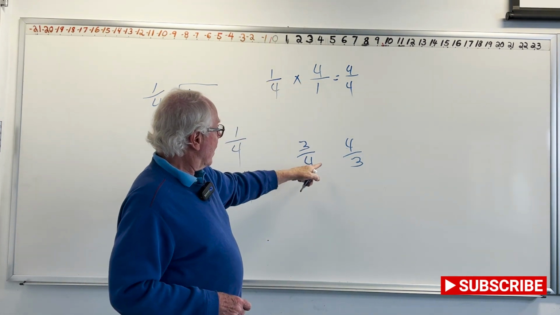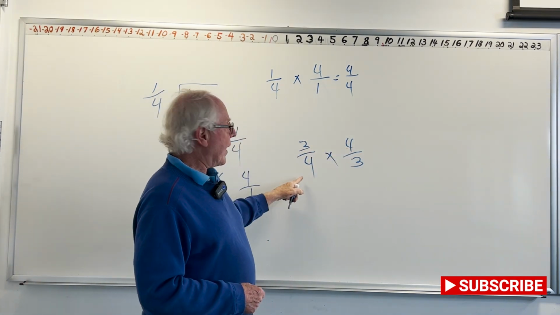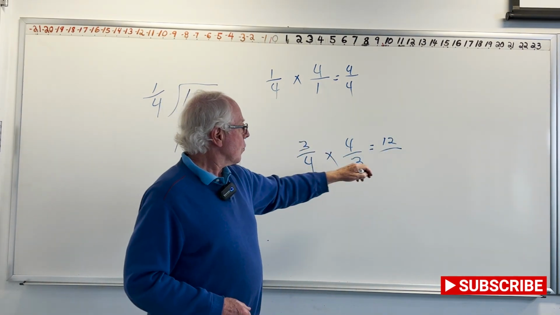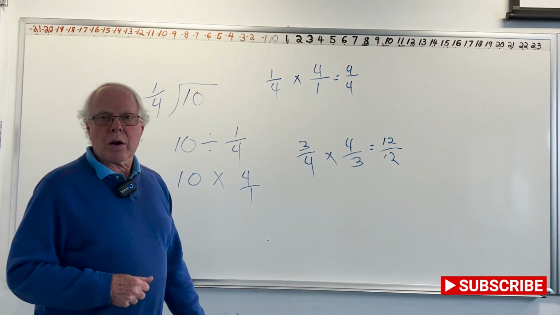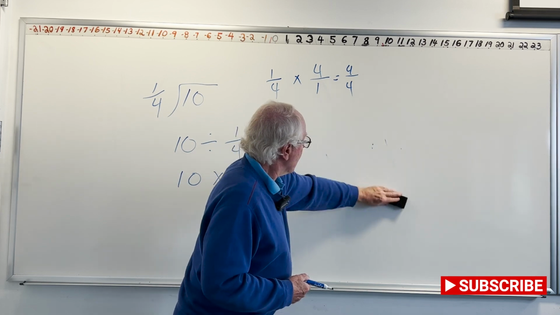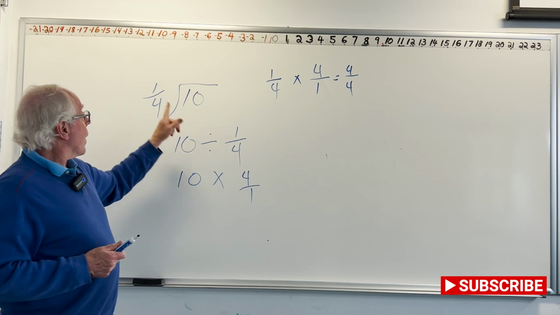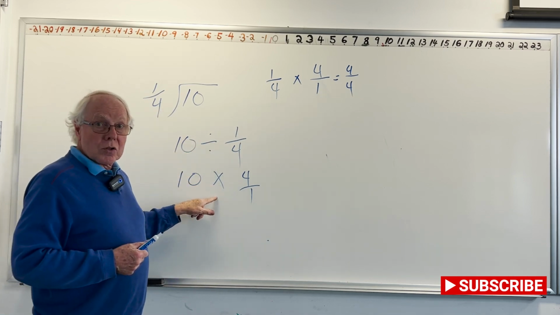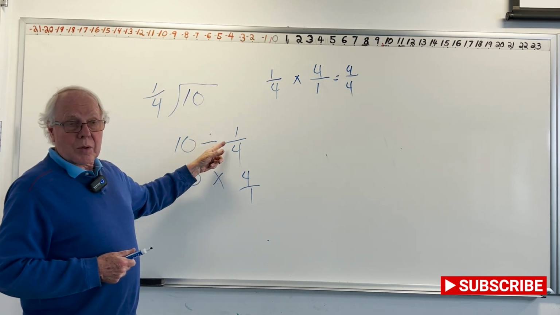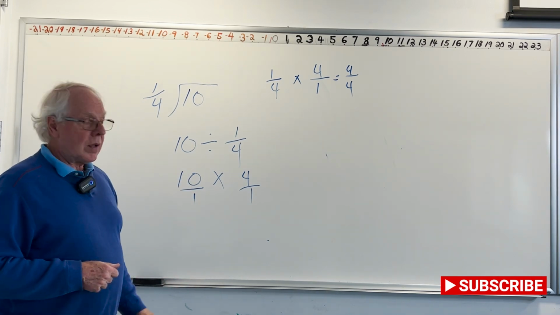It doesn't have to have a 1 in it either. Here's 3/4 and 4/3. Well, think about what this means. They're both going to end up being 12. 3 times 4 is 12, and 4 times 3 is 12. 12 divided by 12 is 1. So what I'm trying to say is what we said before: dividing by 1/4 is the same as multiplying by its reciprocal. 4/1 is the reciprocal of 1/4, and now it's hopefully going to start to make some sense.